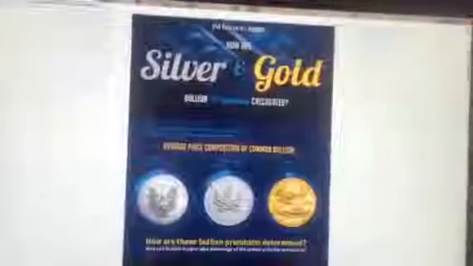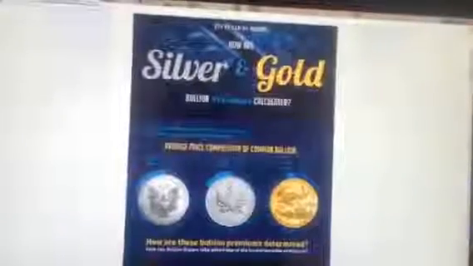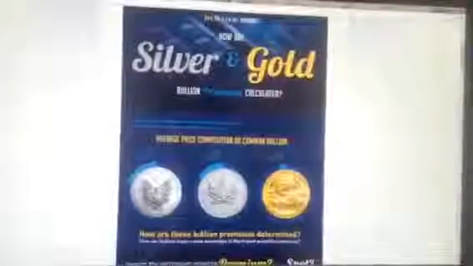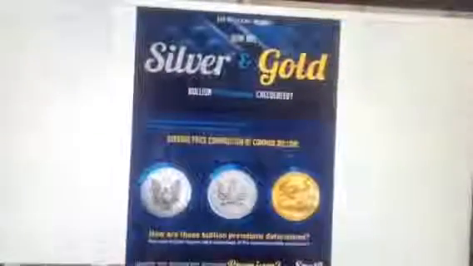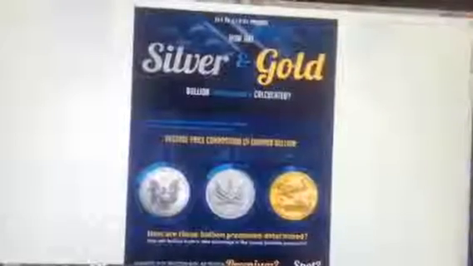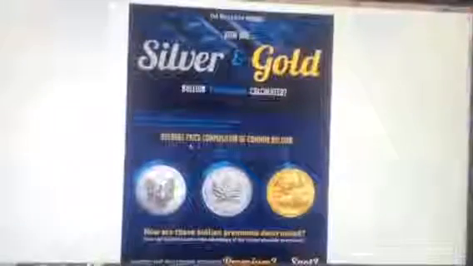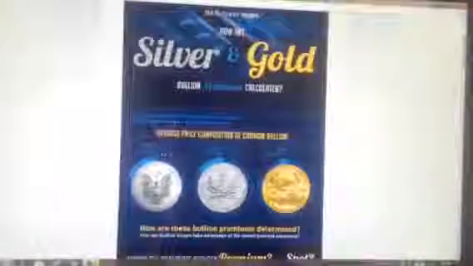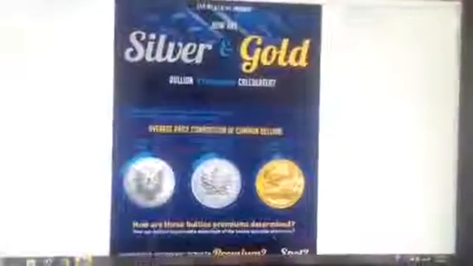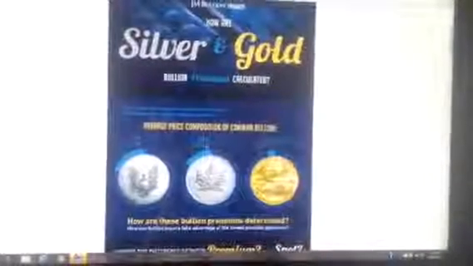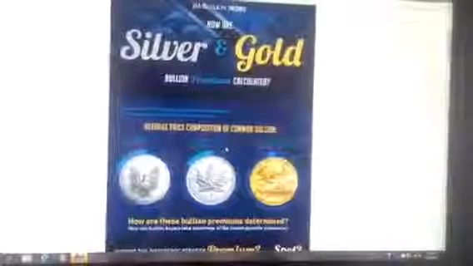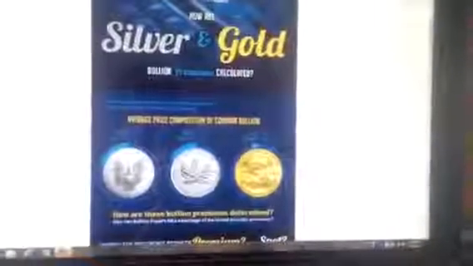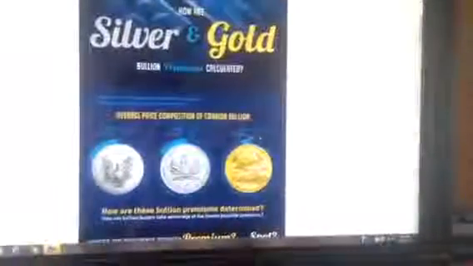GMBullion.com has this. How are silver and gold bullion premiums calculated? The price paid for each ounce of bullion is composed of the metal spot price and the bullion premium. Average price composition of common bullion. The American Eagle is 20% premium, 80% spot, whereas the Canadian Maple Leaf is 16% premium and 84% spot. And the Gold Eagle is 4% premium, 96% spot. How are these bullion premiums determined?